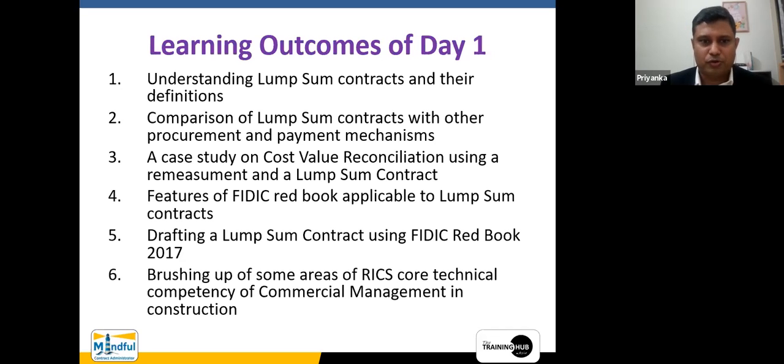So how you are going to draft that one, how the changes pertaining to the provisions are made within the special provisions, right? We call them the particular conditions in the older FIDIC versions, and how it goes.